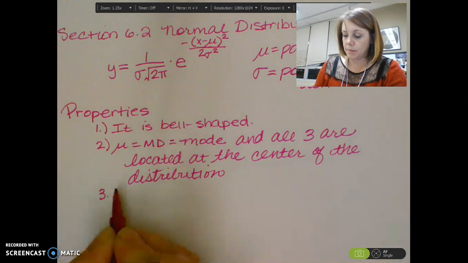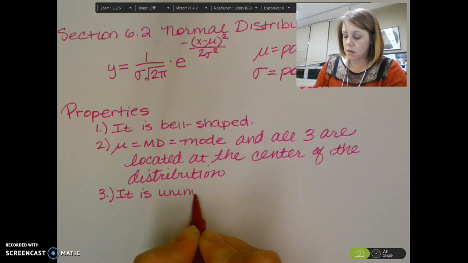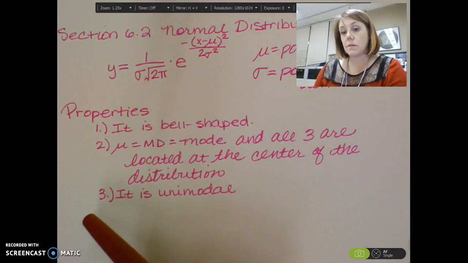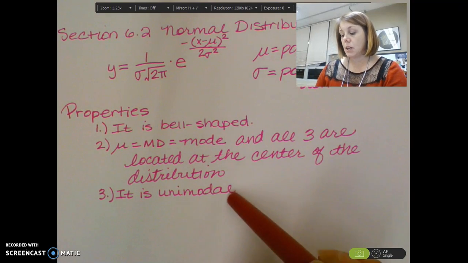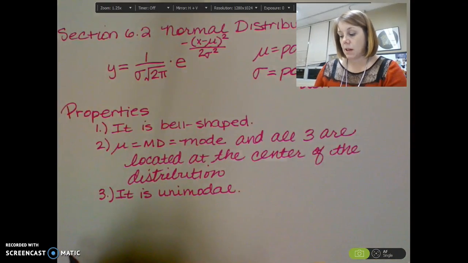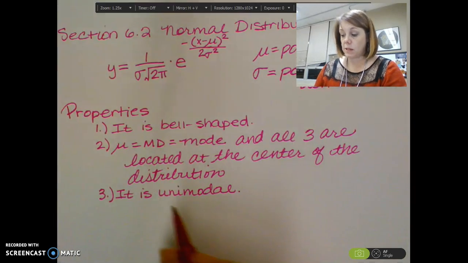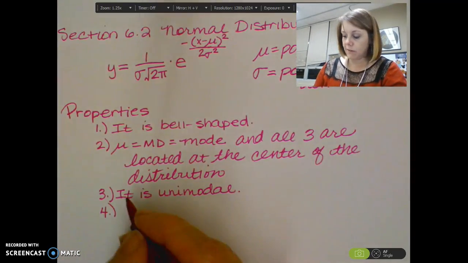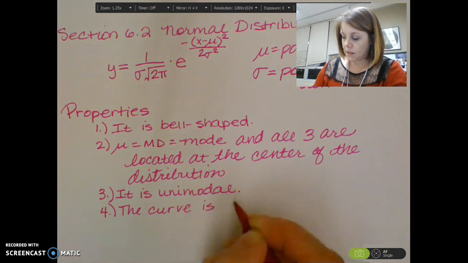3, it is unimodal. You'll recall that modes are where the graph has its highest point. It's the value of x that corresponds to the largest value of y, or your largest frequency. Unimodal just means that this one is going to have one single high point. It's not going to have 2 or 3. Won't be uniform, or they're all the same height. It's got to have some mode. 4, the curve is symmetric about the mean.